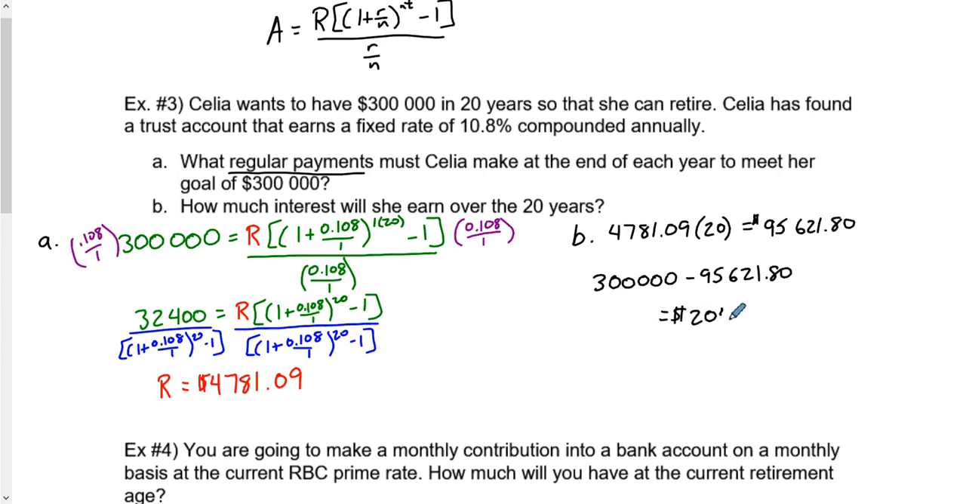Which comes out as $204,378.20. So she would have put in almost $100,000 and she would have earned almost $200,000 in interest. Not a bad deal.